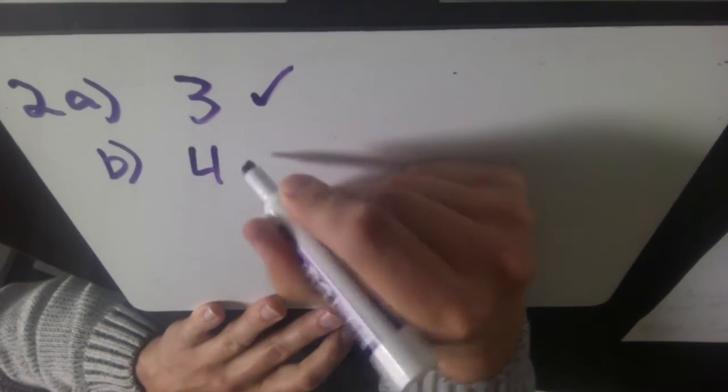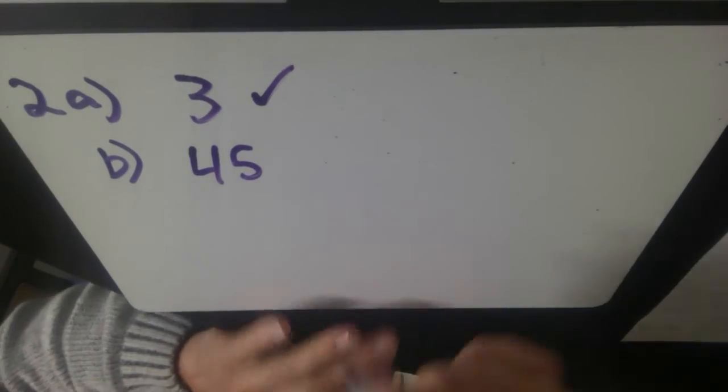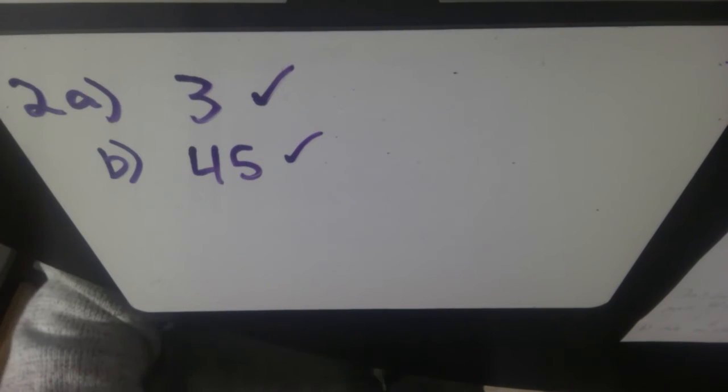2B, what number pops up there the most for us? What is our mode? Number that pops up the most is 45. We see that number 3 times. We see it more than any other number.